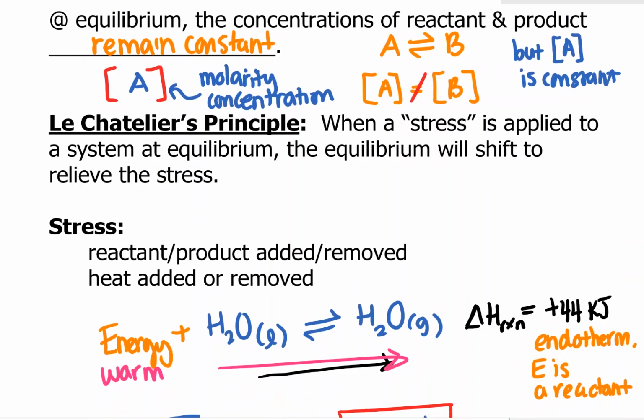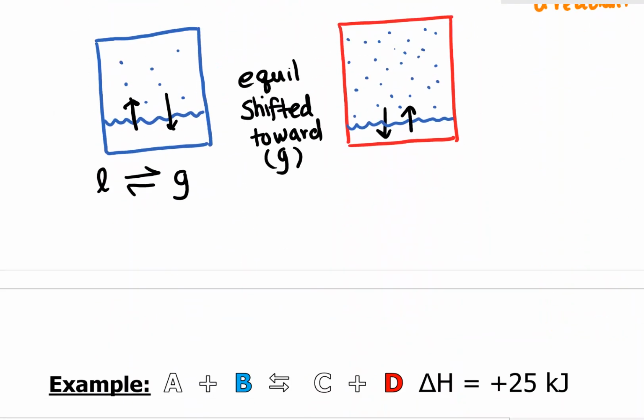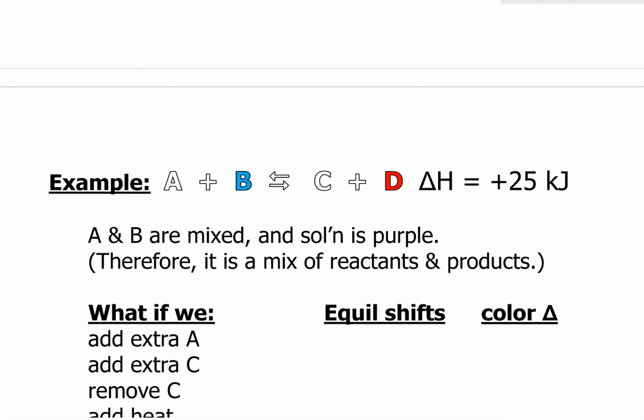Okay, and so the stresses that you can have, it can be an energy stress like heating or cooling, but it also could be a reactant or product that is added or removed. In a lot of the reactions we're doing today, the reactants have colors, and that's how you can tell how the equilibrium is shifting. So on my examples, like on this one, this clear means that A is colorless, but B is blue. And C is colorless, but D is red.